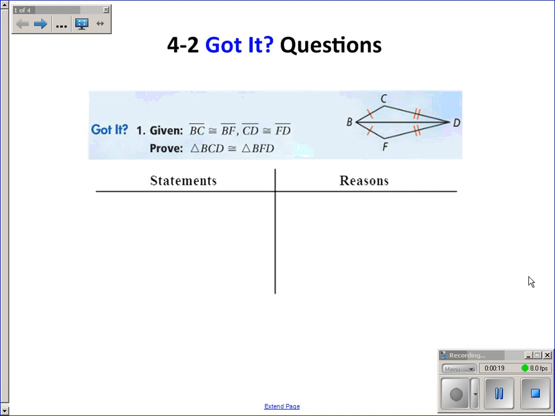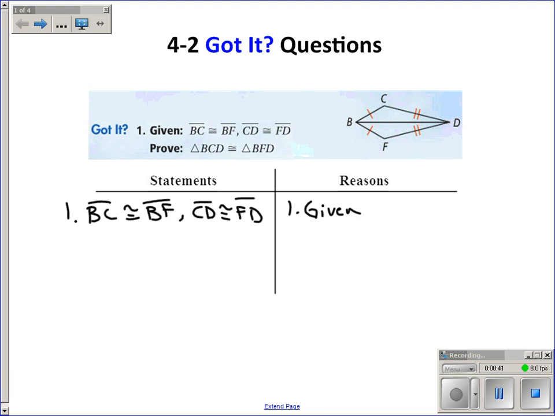Okay, in this one, we're asked to prove that two triangles are congruent. And again, this is something that you have to be able to do in this chapter. And just like any proof, I will start off with the given that BC is congruent to BF and CD is congruent to FD. And the reason for that is it's given.